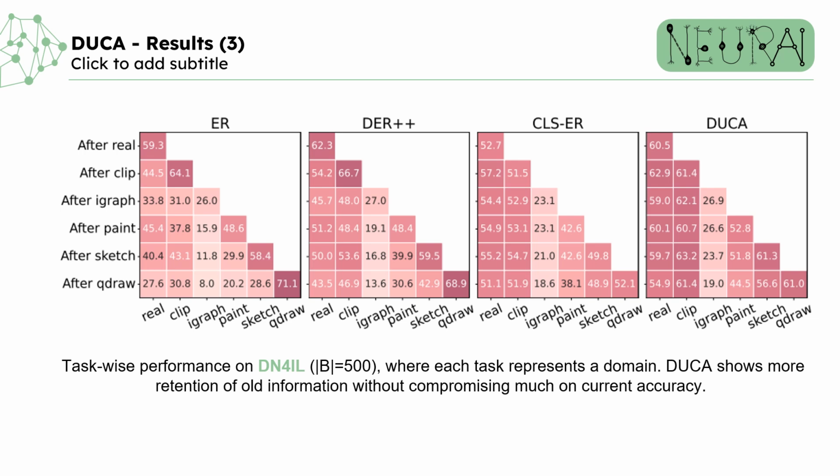Here, as seen, the accuracy on the first task, which is the real domain, reduces to 27.6 on ER, 43.5 on DER++, and 51.1 on CLS-ER after training on all the 6 domains. However, DUCA maintains an accuracy of 54.9. Thus, DUCA reports the highest information retention on older tasks while also maintaining plasticity.